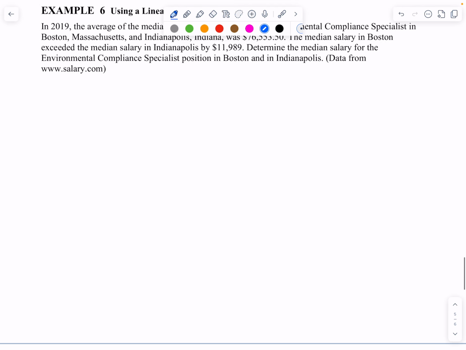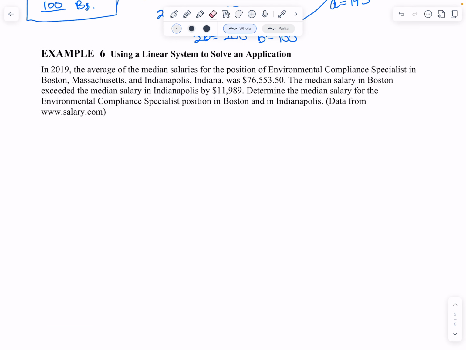This one has a little bit more words. Okay, in 2019, the average of the median salaries for the position of environmental compliance specialist in Boston, Massachusetts, and Indianapolis, Indiana, was $76,553.50. The median salary in Boston exceeded the median salary in Indianapolis by $11,989. Determine the median salary for the environmental compliance specialist position in Boston and in Indianapolis. That is a lot of words. So let's see if we can pare it down.